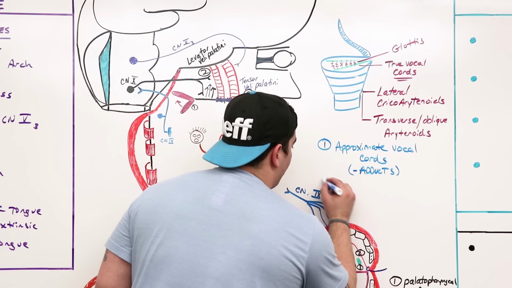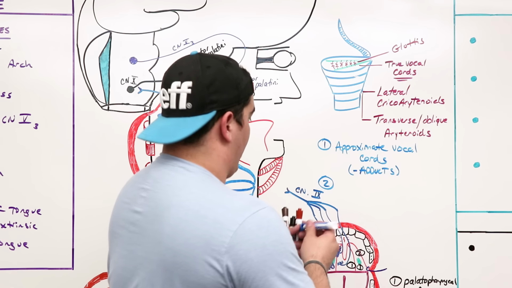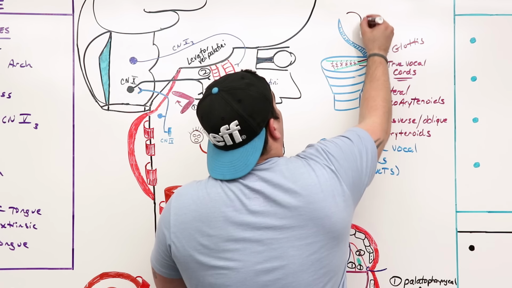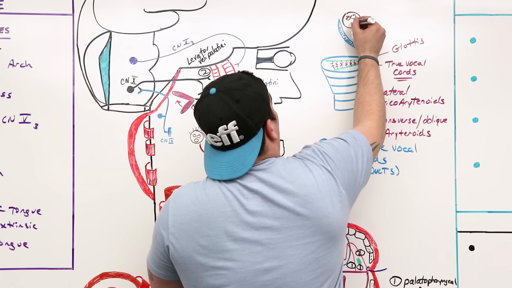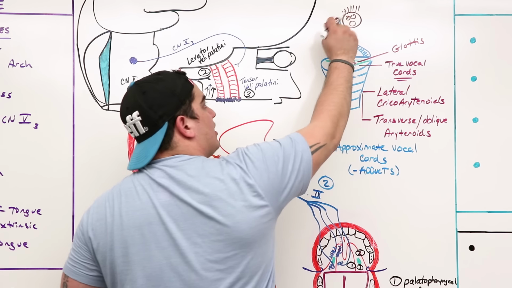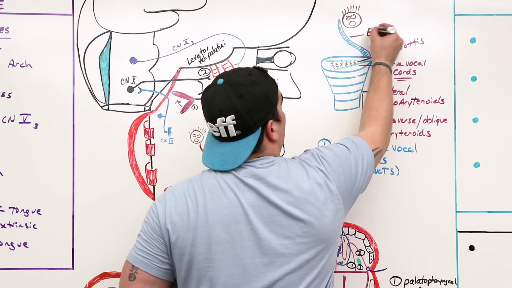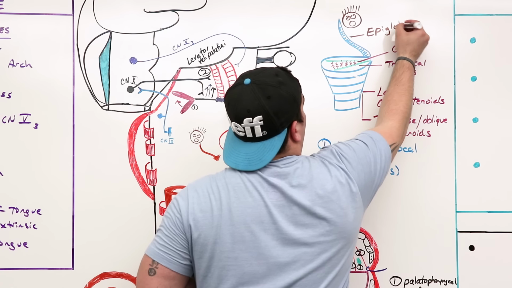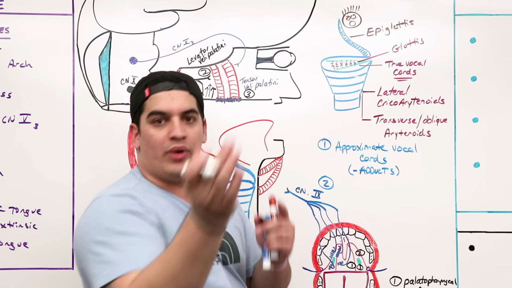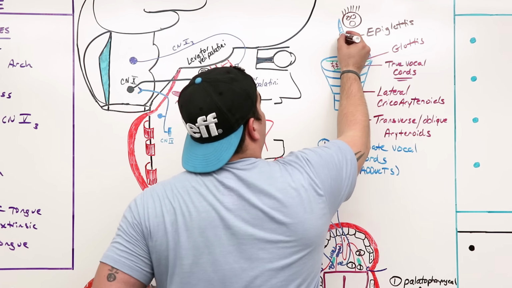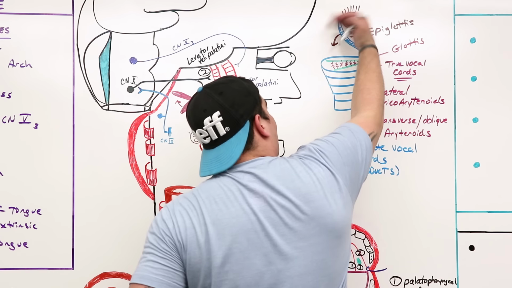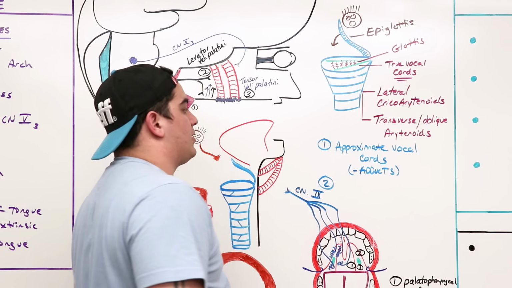The second thing is this little flap right here. Whenever the bolus is coming down that way, it can run into this epiglottis. You know the epiglottis is made up of elastic cartilage, which has a lot of resiliency. It can stretch and it can recoil. So when the bolus touches this, it can bend the epiglottis downwards. That bending is called retroversion of the epiglottis.